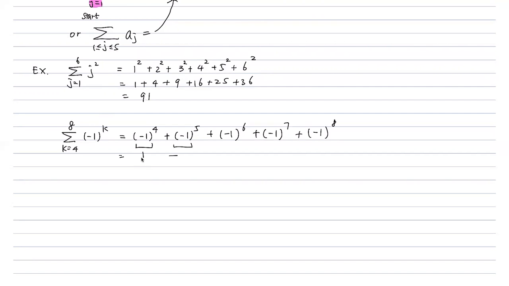And this one right here will be -1. And then plus another 1, -1, plus 1. So 1 minus 1, 1 minus 1. So your final answer right here will just equal 1.